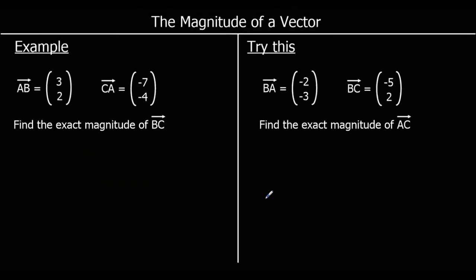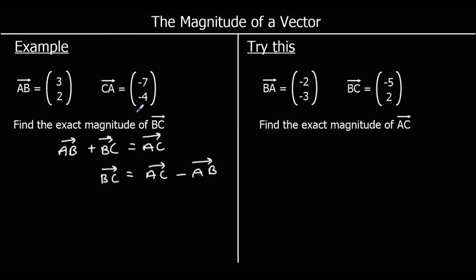Here is a different question. This time we've been given A to B and C to A, and we want the exact magnitude of B to C. So again, we're going to use the fact that A to B plus B to C is the same as A to C. But this time we're working out B to C. So if we take A to B away from both sides, we get B to C is the same as A to C, take away A to B.